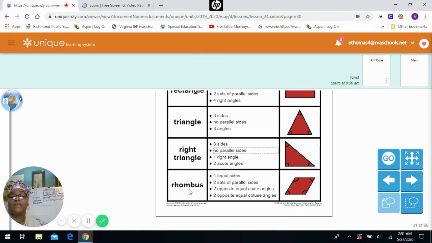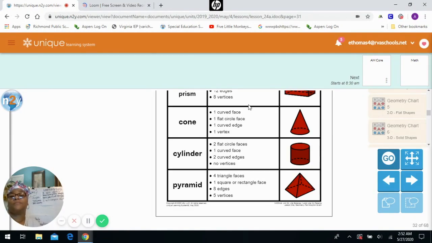Then we have the rhombus. The rhombus is like a sideways diamond. Four equal sides, two sets of parallel sides, two opposite equal acute angles, and two opposite equal obtuse angles. So you have one that's larger than a 90 degree. See, this is not larger than a 90 degree right here. See how wide it is? Then this one has, this is acute. It is smaller than a 90 degree angle. All righty. So those were our, until we have another chart.